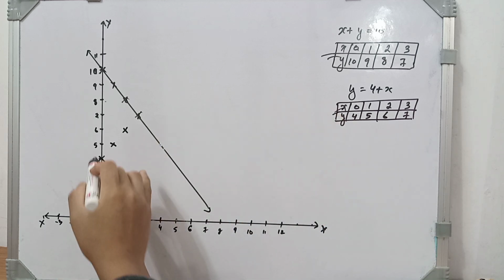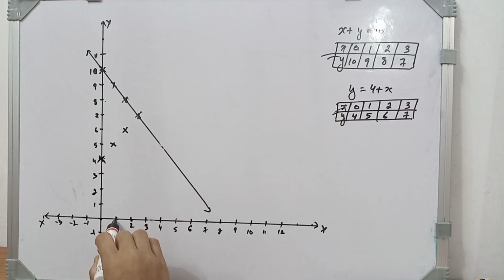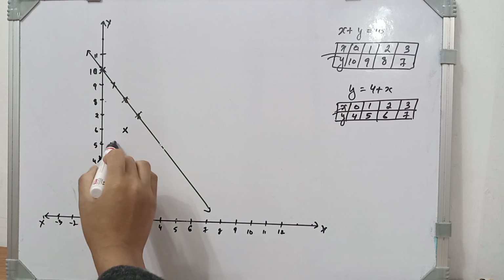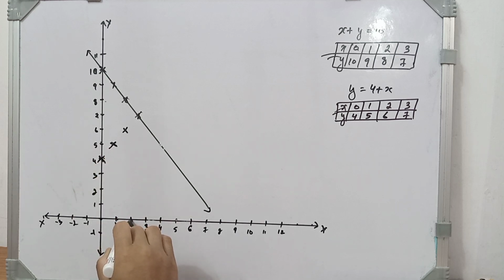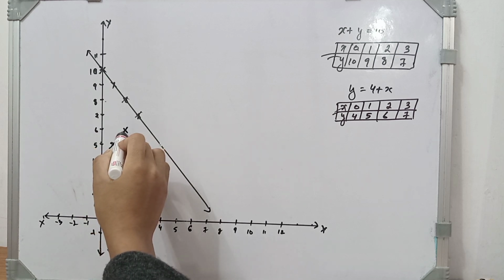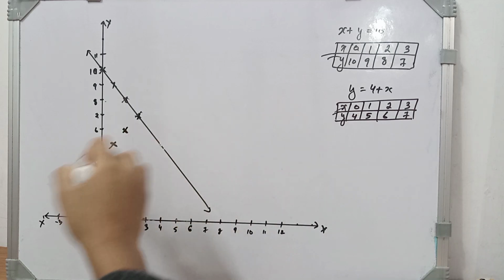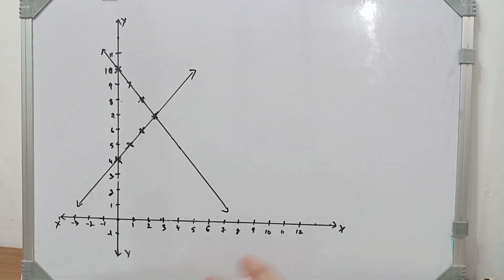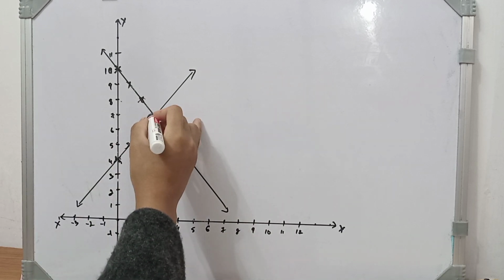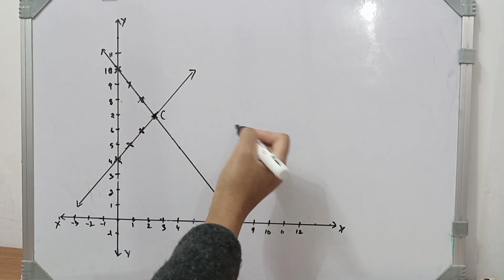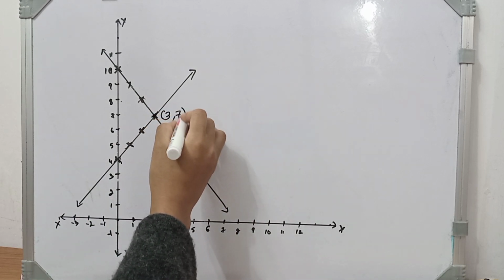When x is equal to 0, y is equal to 4, plot the point. When x is equal to 1, y is equal to 5, how many points? When x is equal to 2, y is equal to 6. When x is equal to 3, y is equal to 7. Join the line. The lines intersect at how many points? The point is 3, 7.